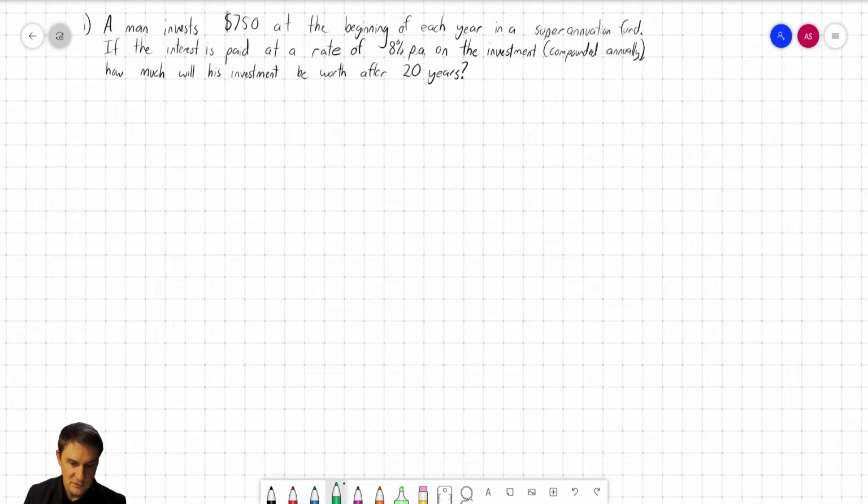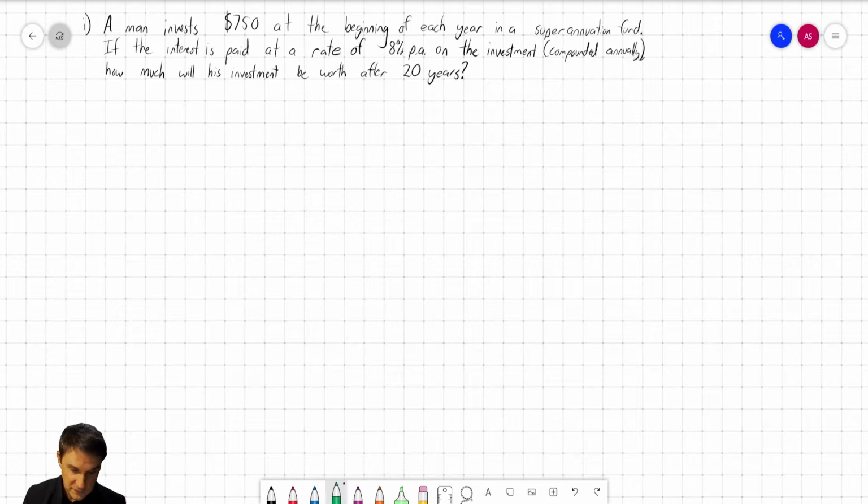So for this question, we're going to do those first 3 and then jump to the last because we've established a pattern, and then from there start to work out what's happening. Now, in this question, we're told a man invests $750 at the beginning of each year in a superannuation fund. If the interest is paid at a rate of 8% per annum on the investment, compounded annually, how much will his investment be worth after 20 years?